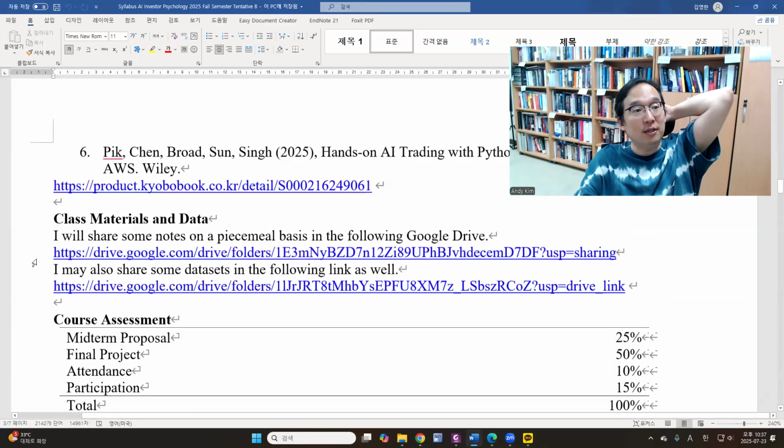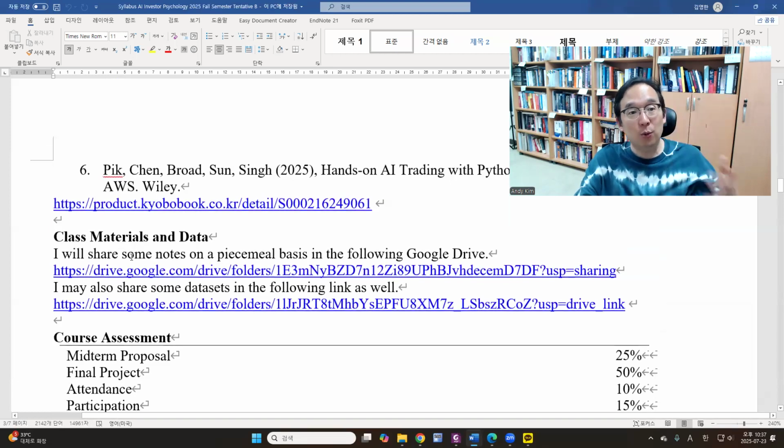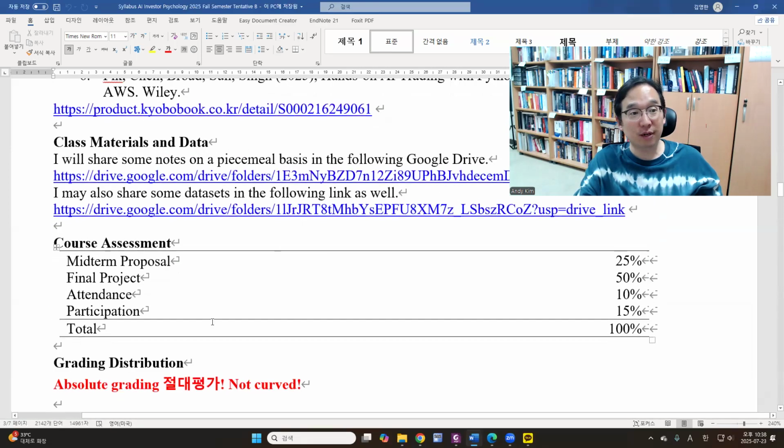And class material and data, I will share some notes on a piecemeal basis in the following Google Drive in the future. And I may also share some data sets in the following link as well. So make sure you have an account in Google, so that you can access it.